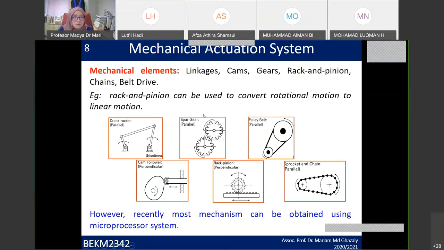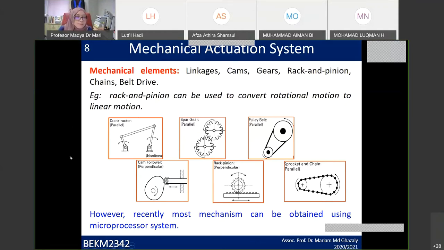First, let us look at the elements. The ones I listed just now are the mechanical elements of a mechanism. The example I show here is that rack and pinion can be used to convert rotary motion to linear motion. When you talk about mechanism, normally you want to change or transfer motion, from rotary to rotary, rotary to linear, or linear to rotary, depending on the setup you are using.